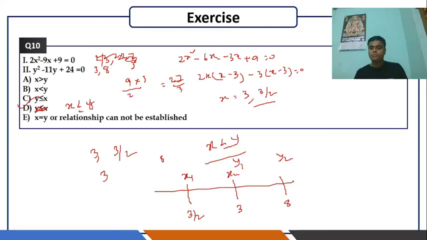Those of you who have marked option B for Bombay, that's not the right answer. Option D is the right answer, because the value 3 is common for both x and y. Okay, the value 3 is common for both x and y.